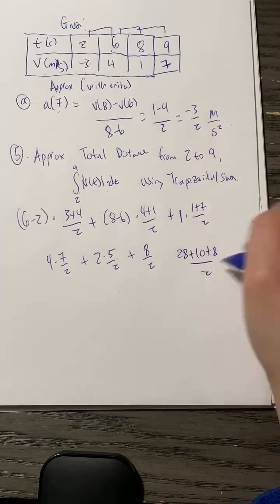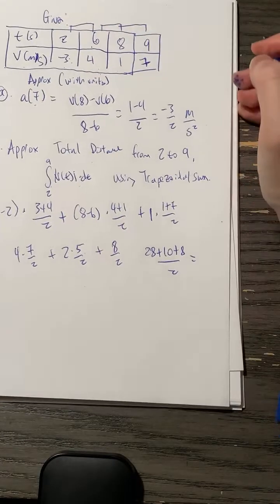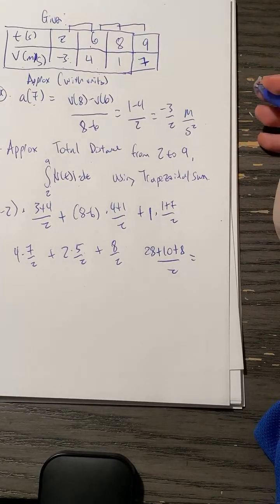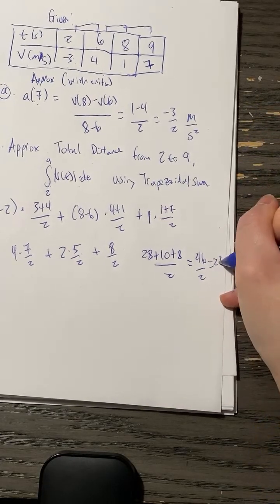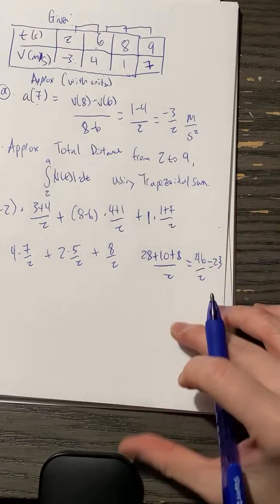Again, this could be calculator as well. 28 plus 10 plus 8. That's going to be, I can't do math right now, 28, 38, 38, 46, I think, over 2. Well, that's 23. So this is how you do trapezoidal sum.